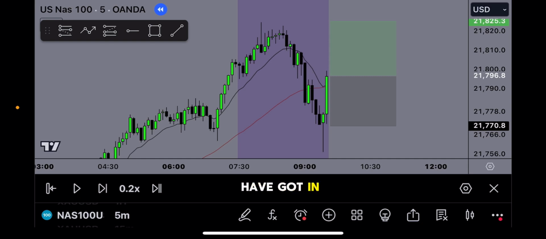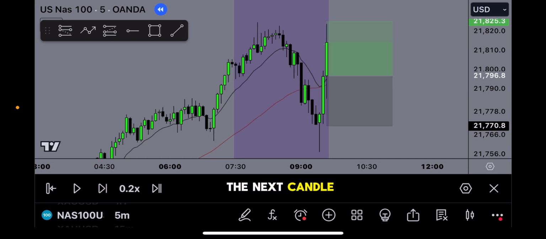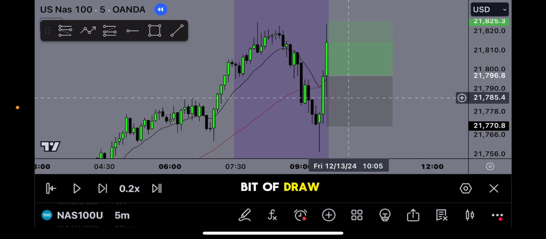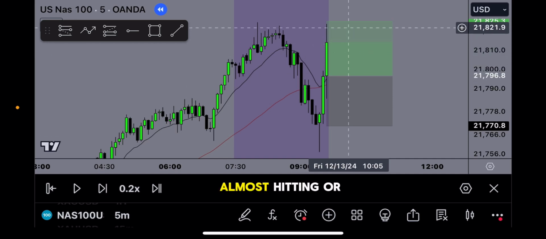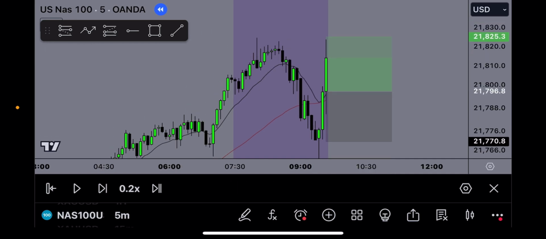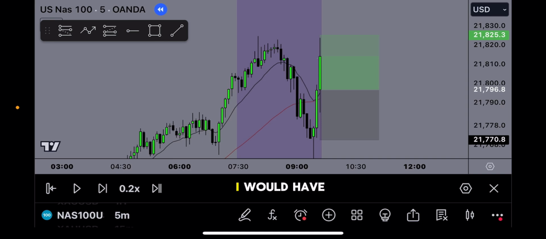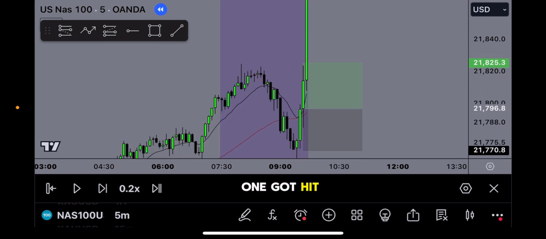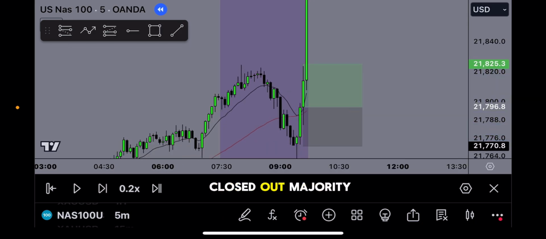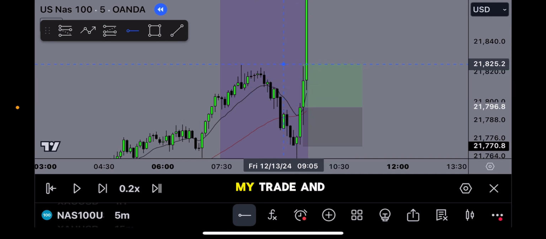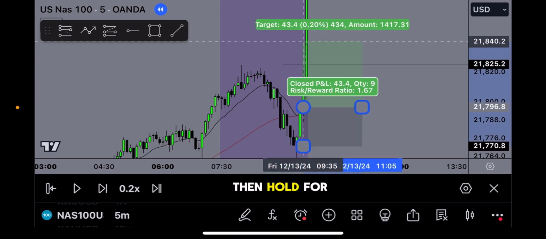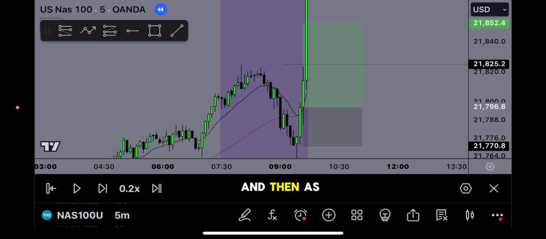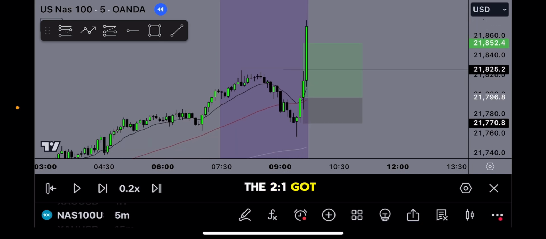So I would have got in, boom. The next candle would have opened, we would have been in a little bit of drawdown, and then price would have came up, almost hitting our take profit 1. I would have kept holding until TP1 gets hit or stop loss gets hit. Bam. Take profit 1 got hit. I would have closed out majority of my trade and then held for 2-to-1. Boom. And then as you can see, the 2-to-1 got hit right there.